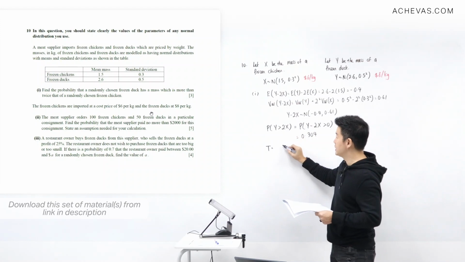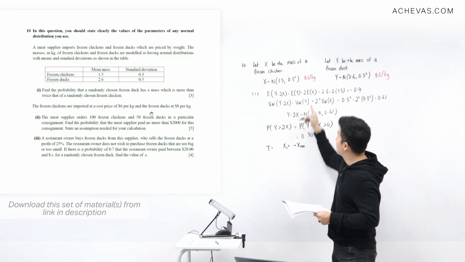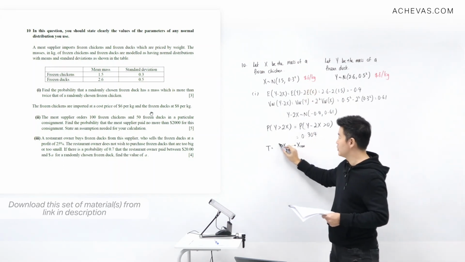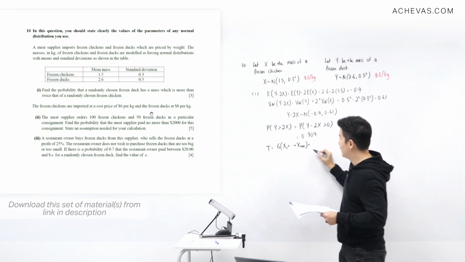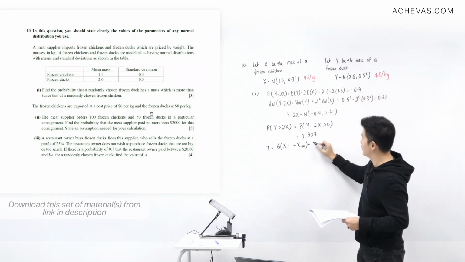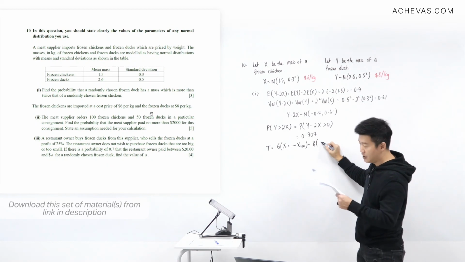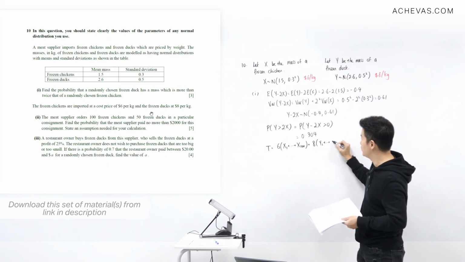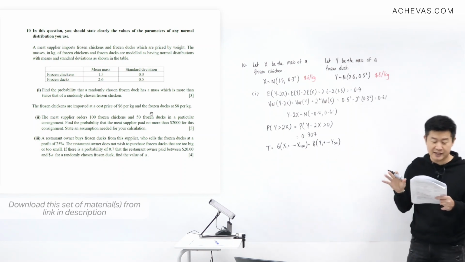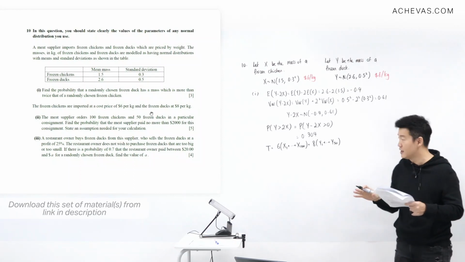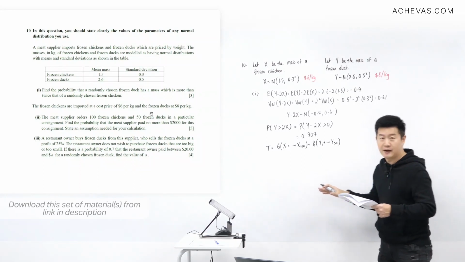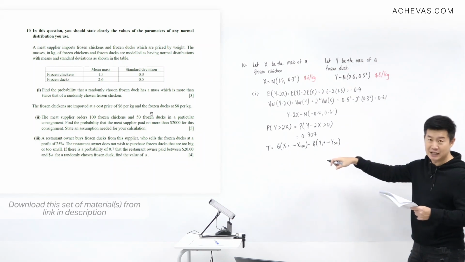And for 100 chickens, the total mass is going to be x1 plus x2 plus all the way until x100. And it's going to cost $6 per kg, so it's going to be 6 times this. And as for the frozen duck, we are talking about $8 per kg, and we are looking at 50 frozen ducks. So it's going to be y1 plus y2 all the way until y50. So the total cost that the supplier is supposed to be paying is going to be this. We're going to try to work out the distribution for T.